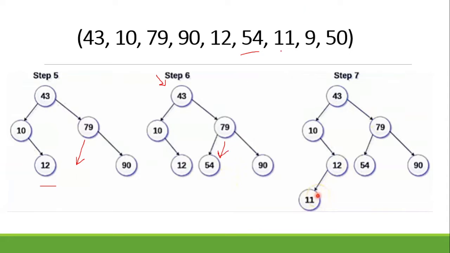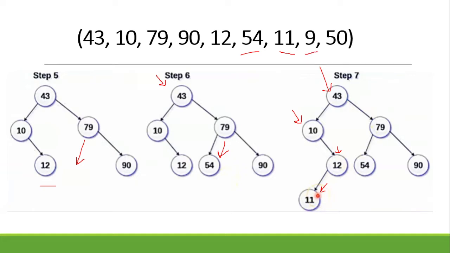At this stage, we have 11. Where should we add 11? So start from the root node 43. 11 is less than 43. So move to the left child. We are at 10. 11 is greater than 10. So we move to the right child of 10. There we are at 12. Compare 11 with 12. So 11 is less than 12. So we have to add 11 at the left subtree of 12. So we attached 11 as the left child of 12. It is now at the correct location.